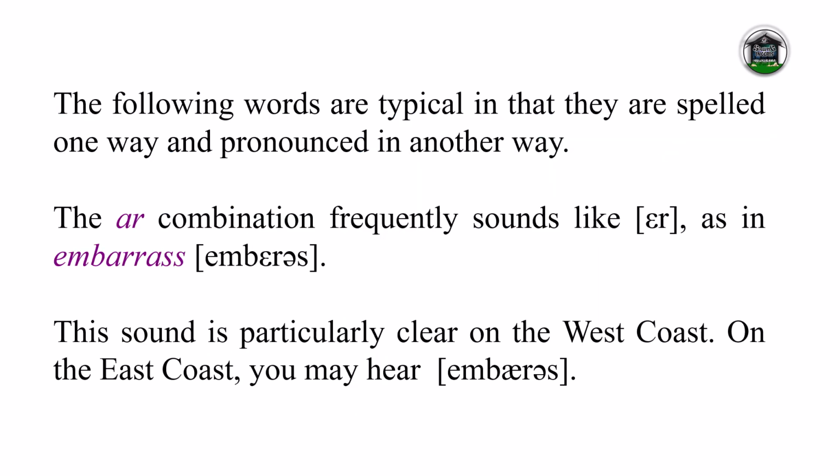The following words are typical in that they're spelled one way and pronounced in another way. The R combination frequently sounds like the vowel as in embarrass. This sound is particularly clear on the West Coast. On the East Coast you may hear embarrass.